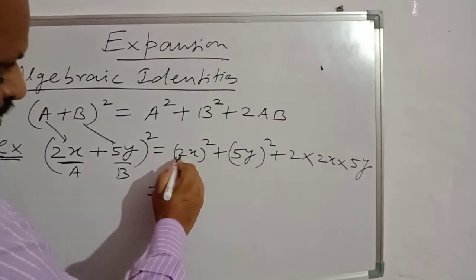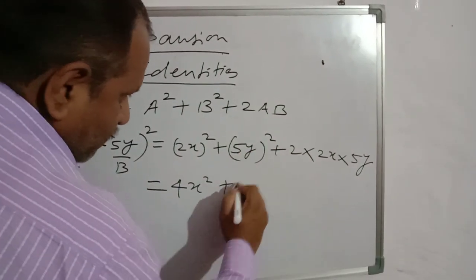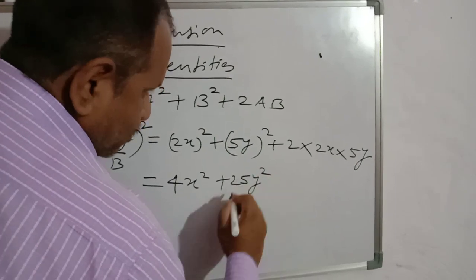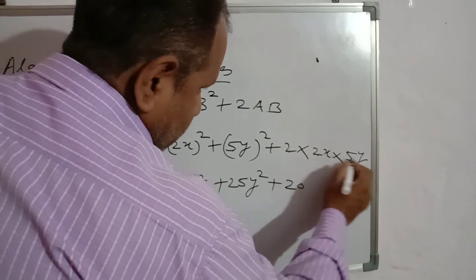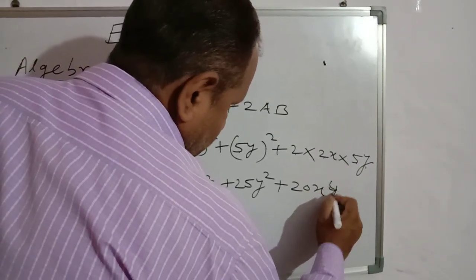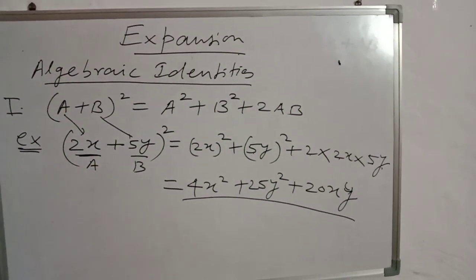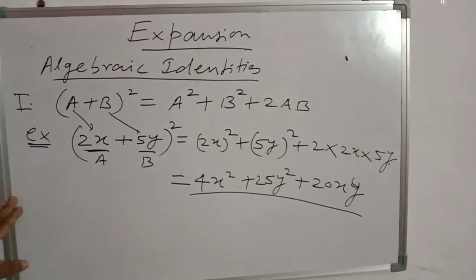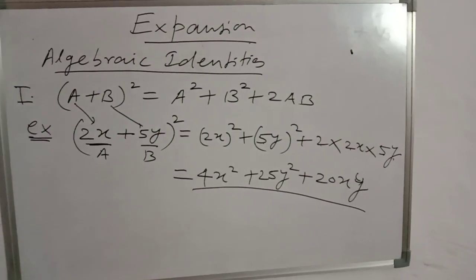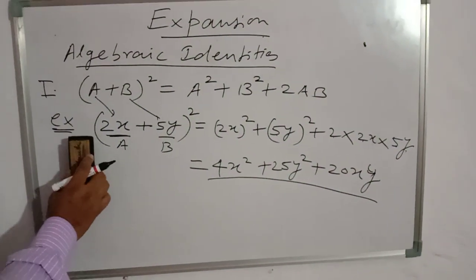Simplify it. 2 square is 4x square plus 5 square is 25y square plus 2 into 2, 4 into 5, 20, and x into y, xy. So this is the expansion of 2x plus 5y whole square. Is it clear? See one more example.